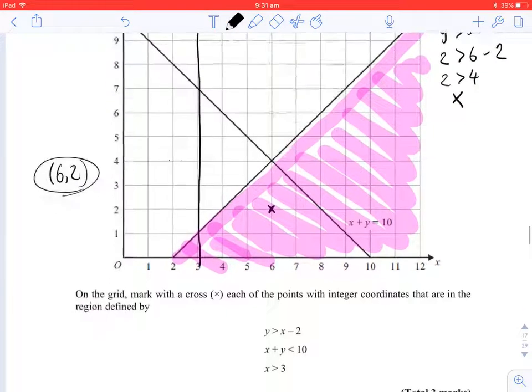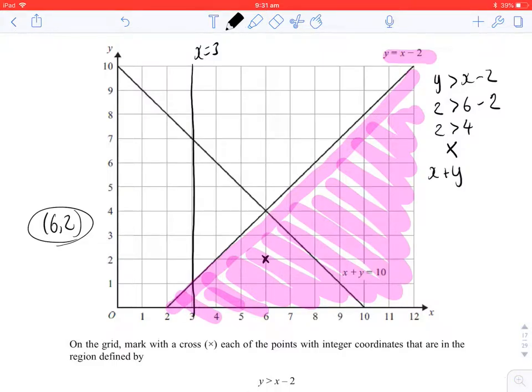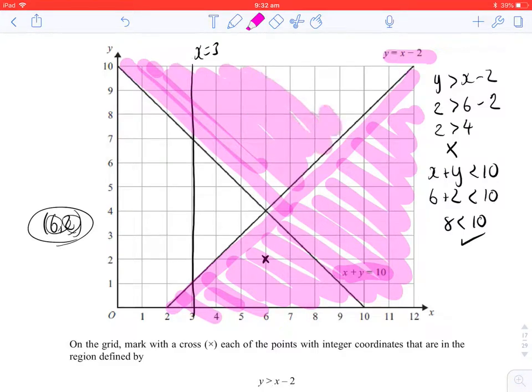So now I look at the next line. x add y is less than 10. So my x coordinate is 6 and my y coordinate is 2. 6 add 2 is less than 10. 8 is less than 10. Is that a true statement? Yes, it is. So that means that everything on my x coordinate side of the line x add y equals 10 is true, and everything on the other side is not. So then we delete everything the other side of that line.